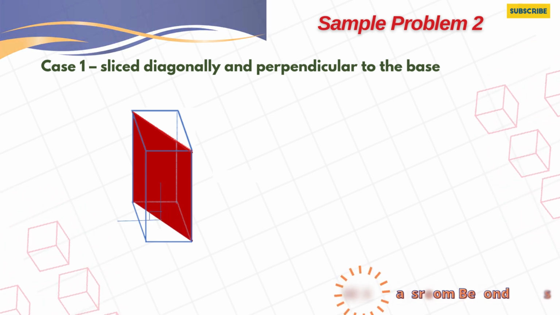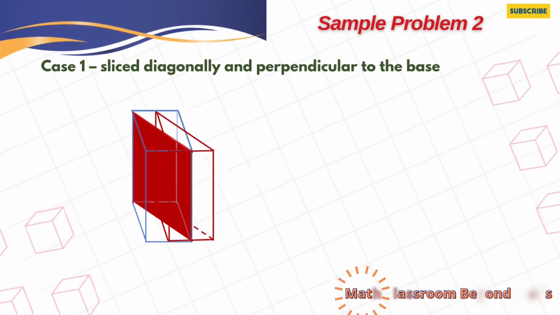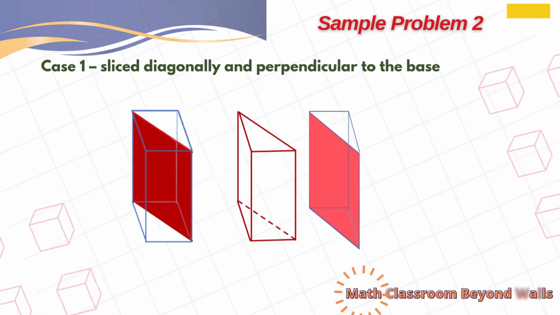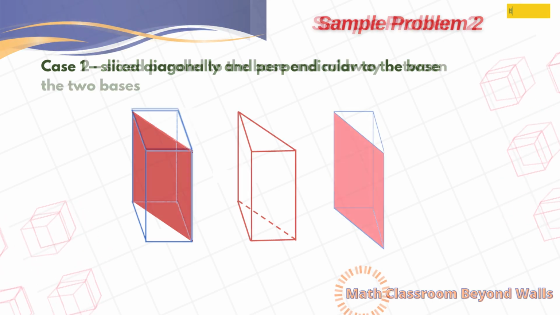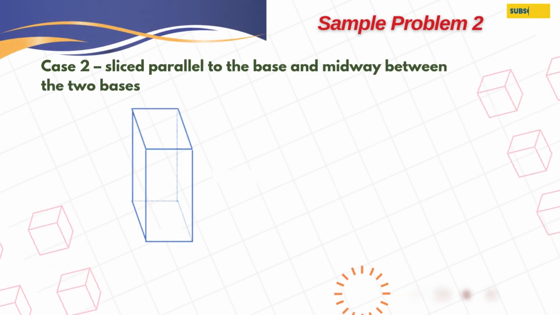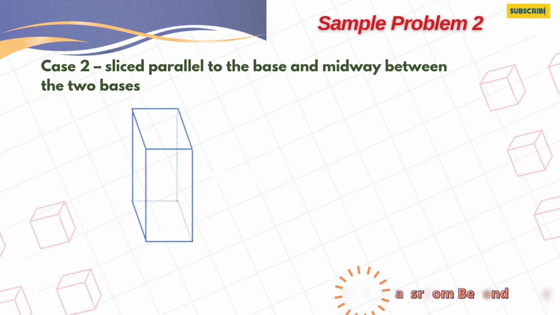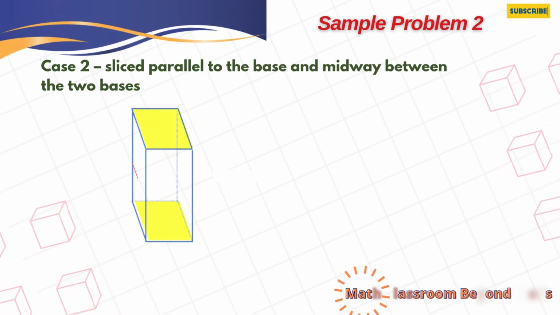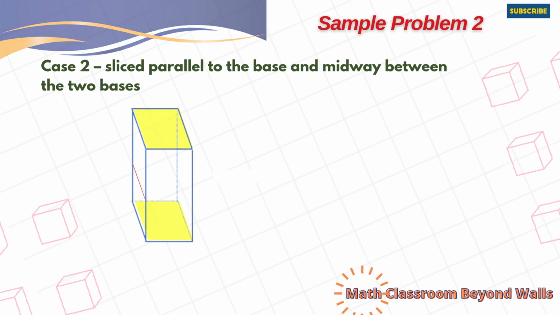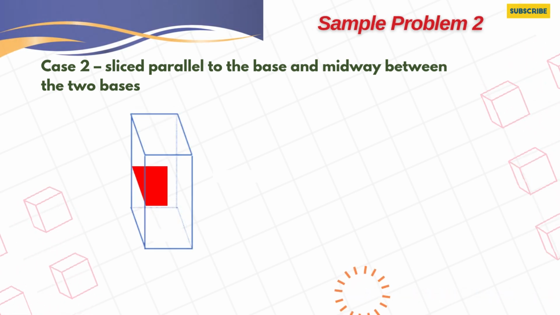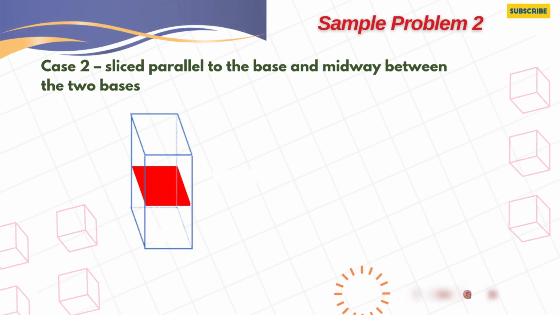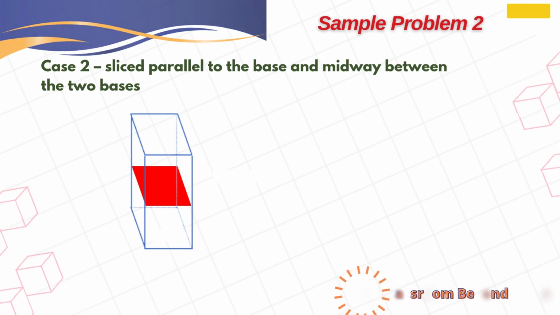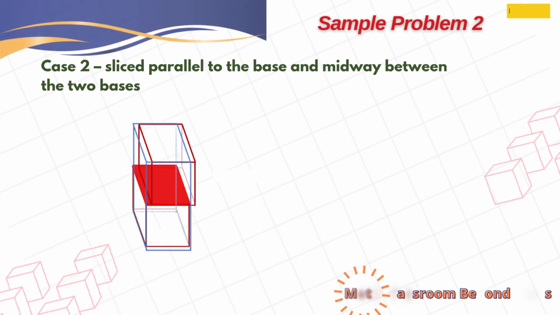Here are the resulting small prisms, learners. For case 2, we slice it parallel to its base and midway between the 2 bases. Okay, let's go. Here are now the 2 prisms produced.